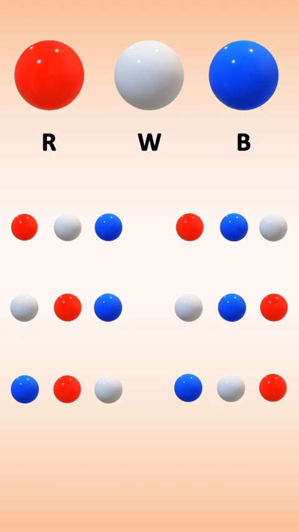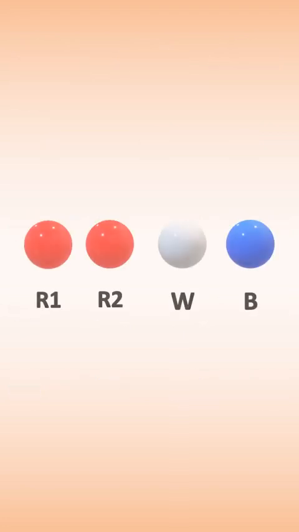Each arrangement represents a distinct permutation. Notice that changing the order of the colors creates a different permutation. If we had two red balls, for example, we could differentiate them by labeling them R1 and R2, and the number of permutations would increase accordingly.